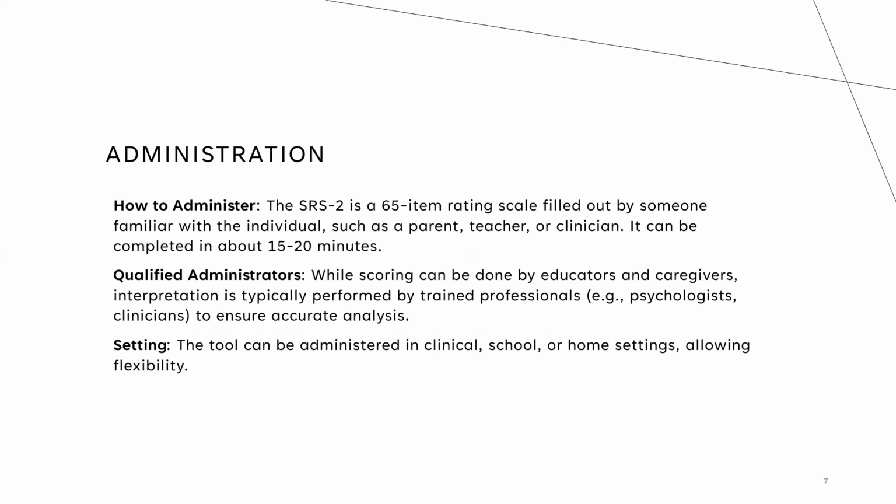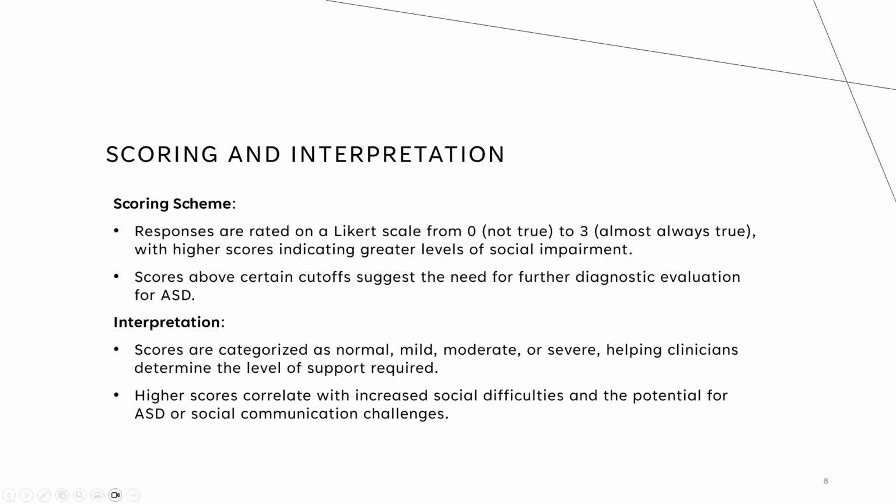In terms of administration and scoring, the SRS-2 is a 65-item questionnaire. It is filled out by someone who knows the individual well, such as a parent, teacher, or caregiver. It could take anywhere from about 15 to 20 minutes to complete. The scoring is straightforward. Each response is rated on a scale from 0, which is not true, to 3, almost always true. A high score indicates greater social impairment. Scores are typically classified as normal, mild, moderate, or severe, and the highest score suggests a need for further evaluation.